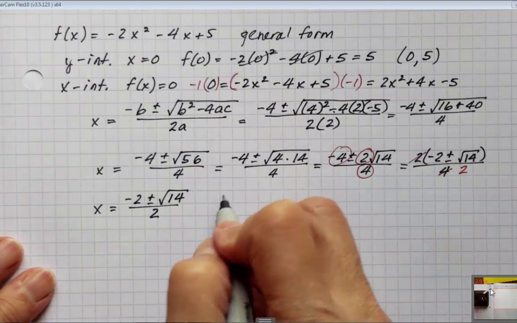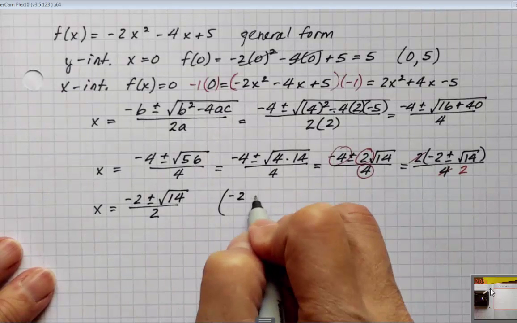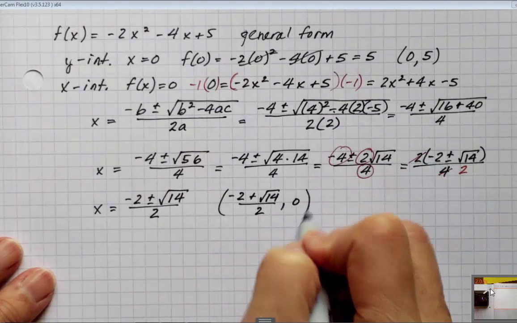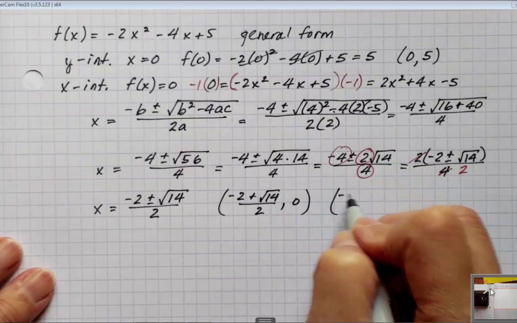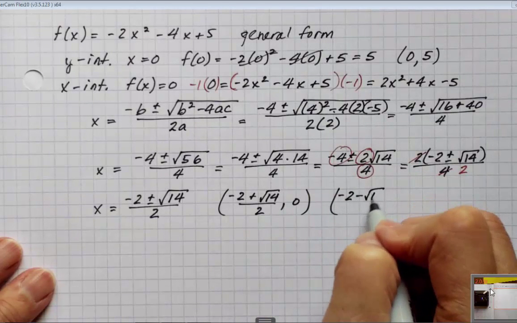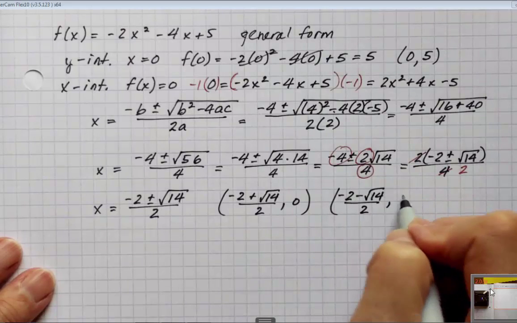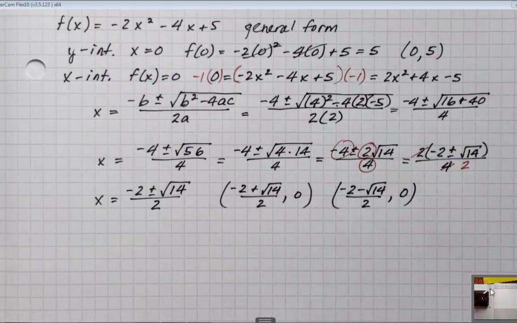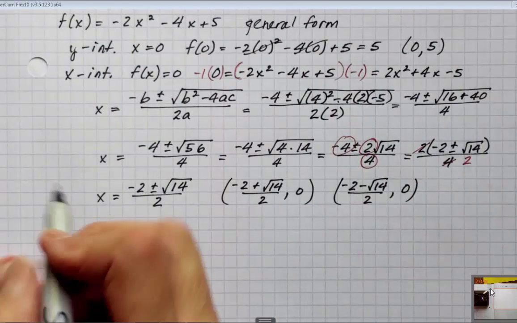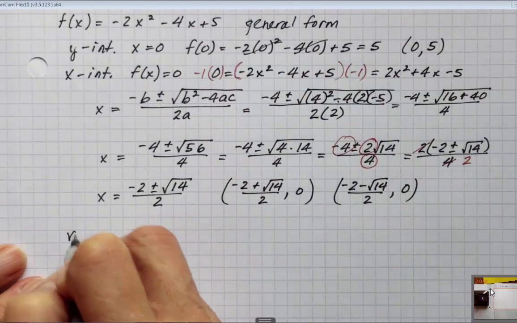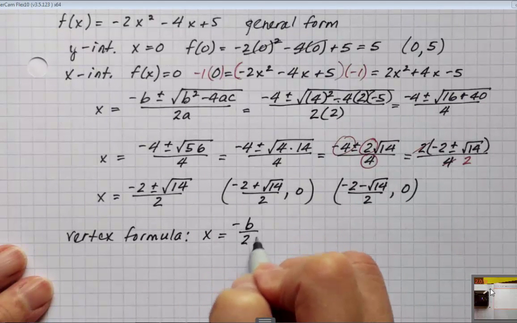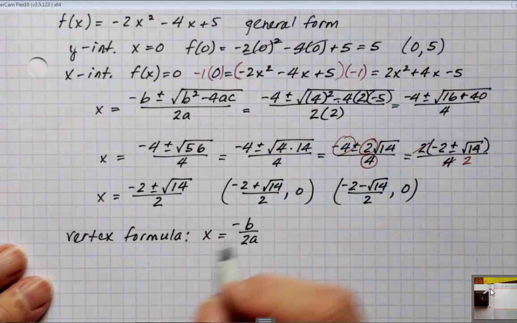So remember that means that one x-intercept is going to be negative 2 plus the square root of 14 over 2, 0. And the other intercept is going to be negative 2 minus the square root of 14 over 2, 0. Next, we're going to go ahead and find our vertex. And to find our vertex, we're going to use the vertex formula. So the vertex formula is x equals negative b over 2a. So this gives me the x-coordinate of my vertex.